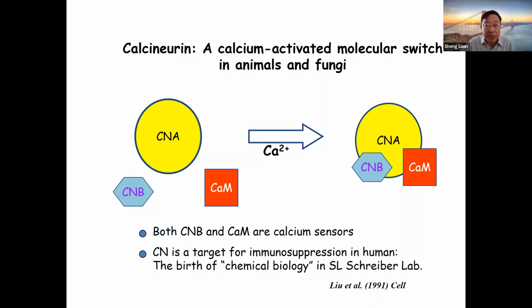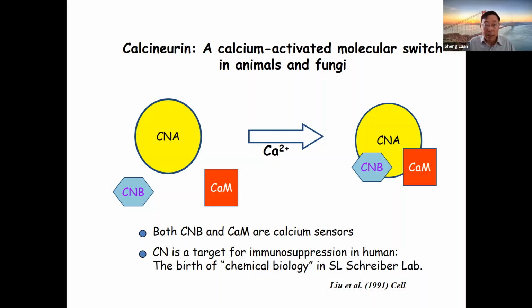So you start with a calcium signature elevation, and then the calcium sensors bind to calcium and cause enzymatic activity change or conformation change of some proteins, and eventually lead to activity change in the cell. This is a typical mechanism or paradigm, right?